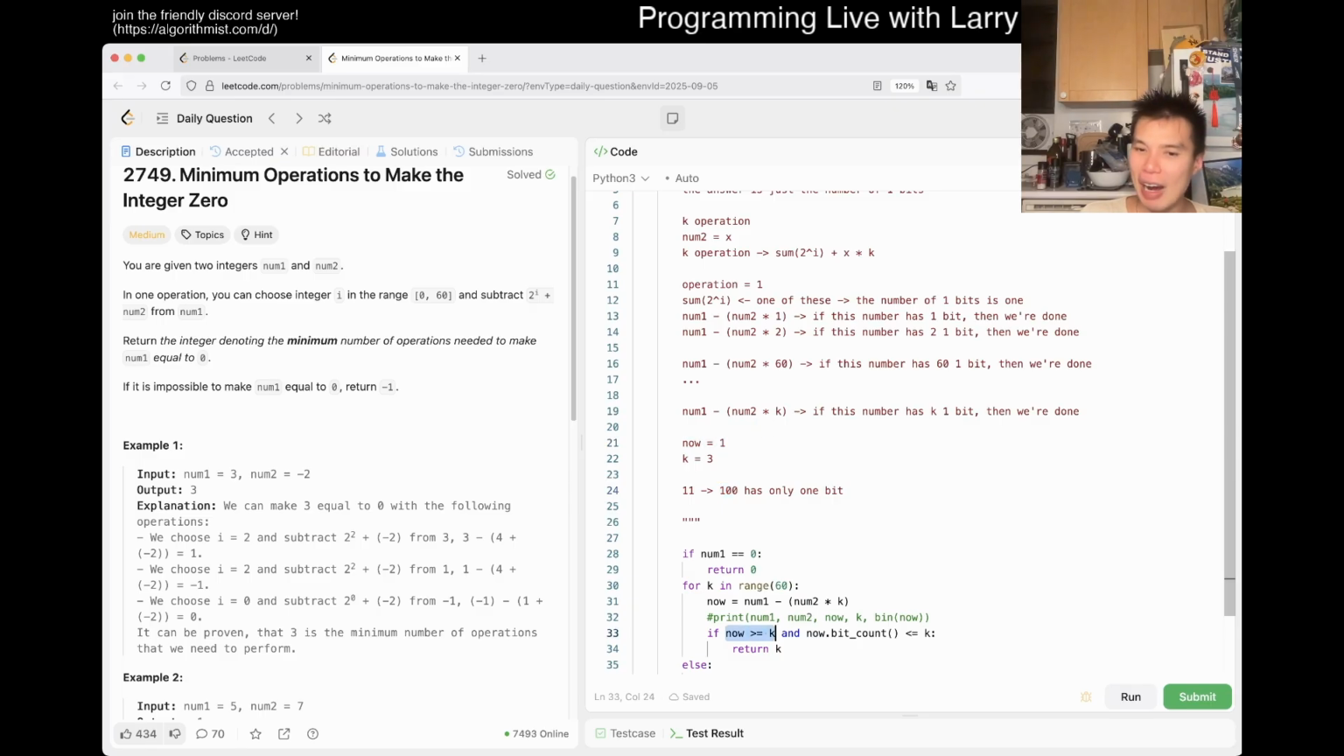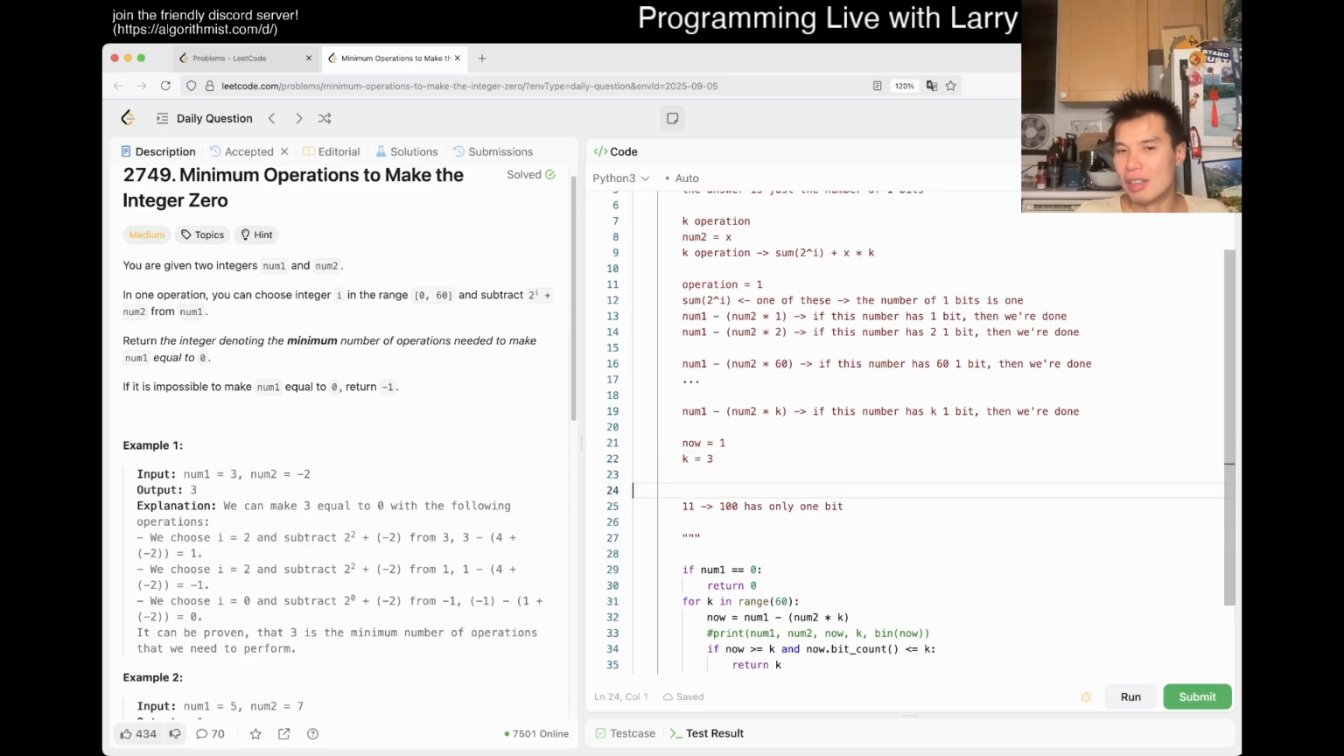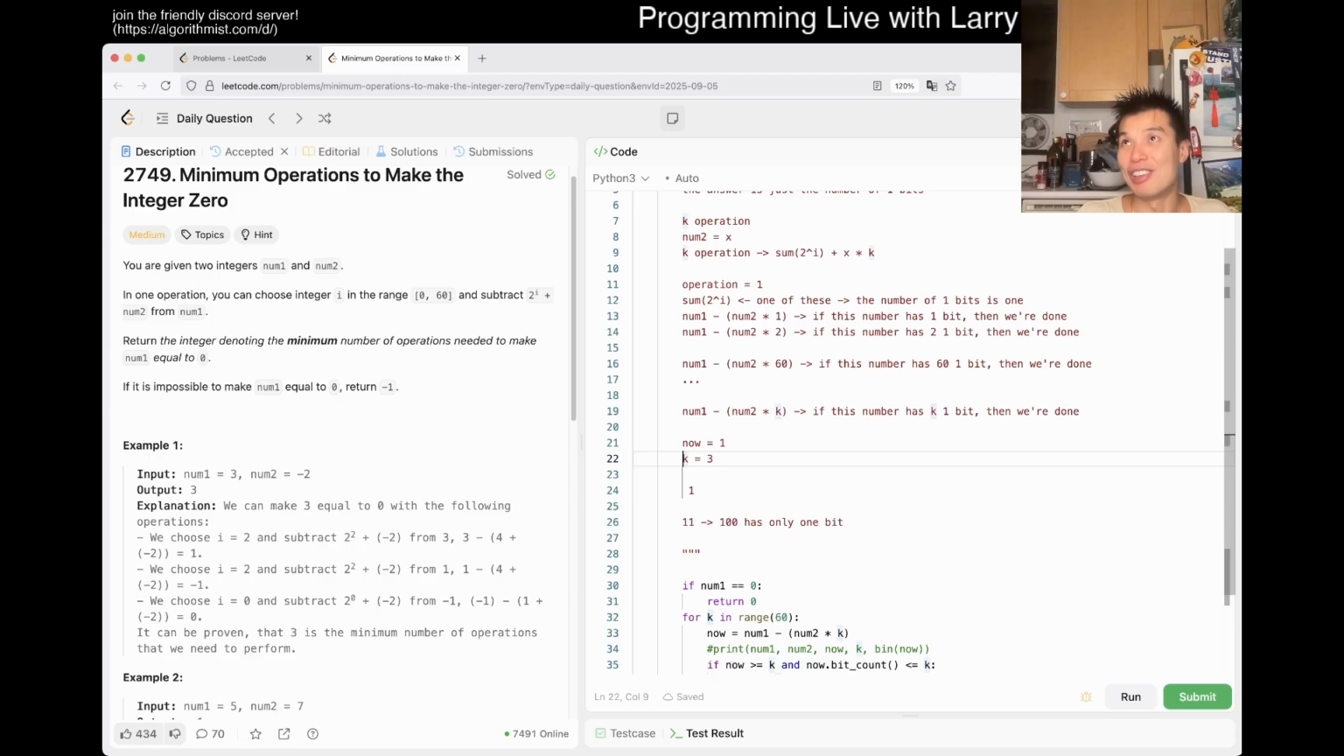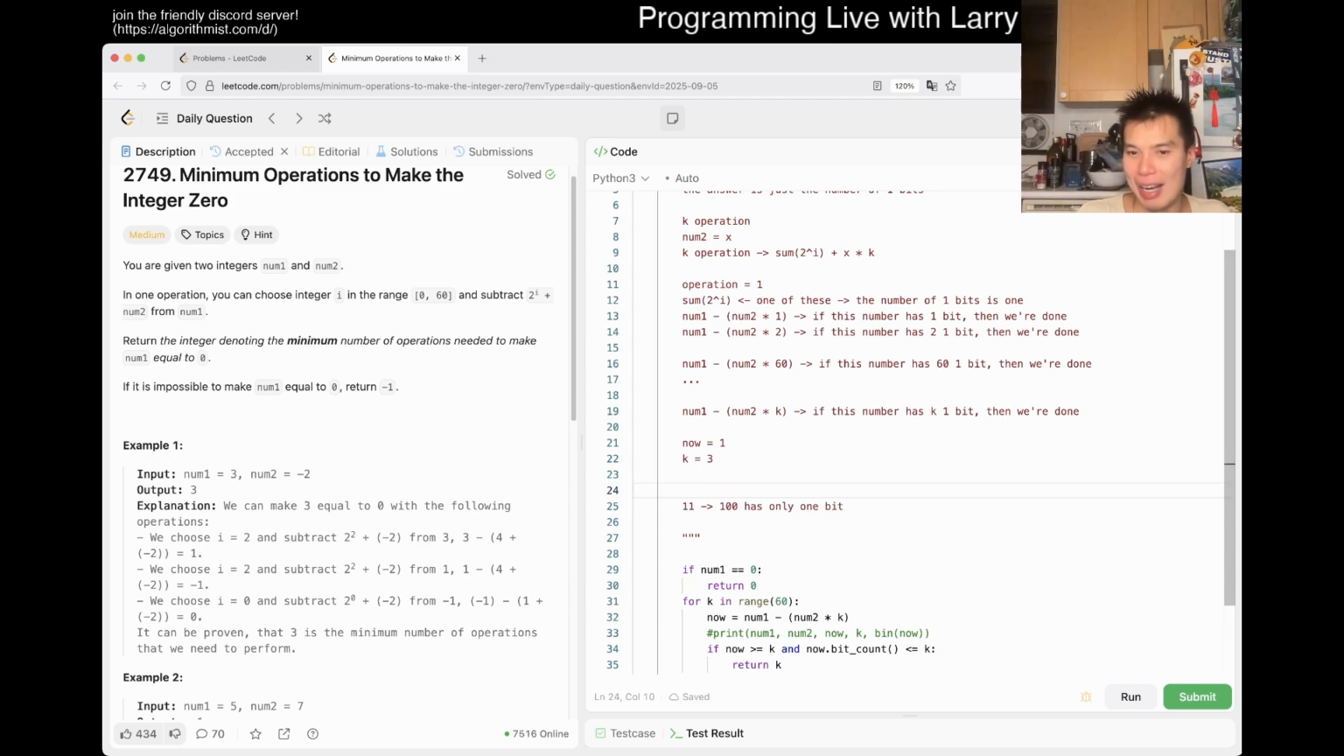And so then when now is greater than or equal to k, okay, we have k equal to 3, so what is the smallest number that we can create, right? Well, it's just what we said. It's 1, you just add 1 every time. So if you add 1 k times, it's going to be plus k, and as a result, it is just k, right? So that's why I have it here, and that's it.